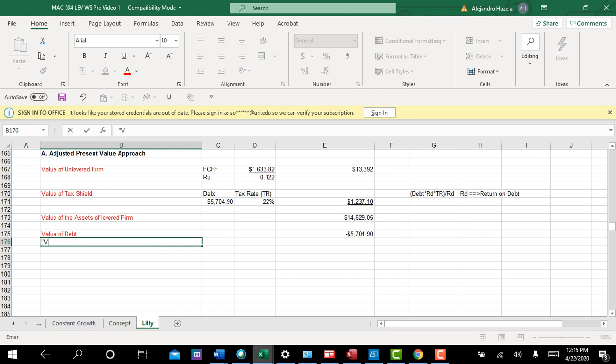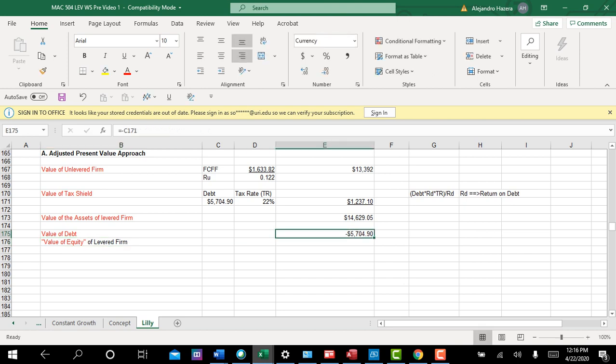I'm going to put this in quotation marks. Value of equity of levered firm. And the reason I'm putting this in quotations is because I'm going to make a final adjustment. Not a minor one, but I'm going to make a final adjustment when I get down to the bottom, a couple of rows, to get the final value of equity. I'm going to make an adjustment for working capital. We'll do that in a second.